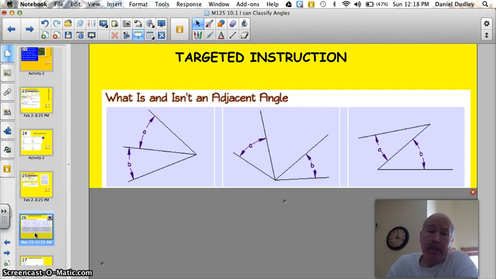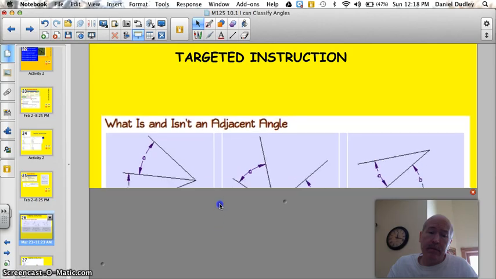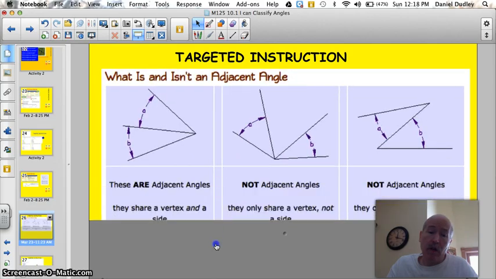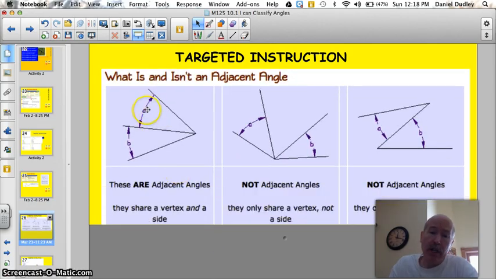Which of these angles are adjacent? Which are not? Go ahead and pause the screen and try it. All right, let's see how you did. Whoa, grab the wrong thing. Well, these two are adjacent, A and B. They share the same vertex. They're next to each other. These two angles here are adjacent.